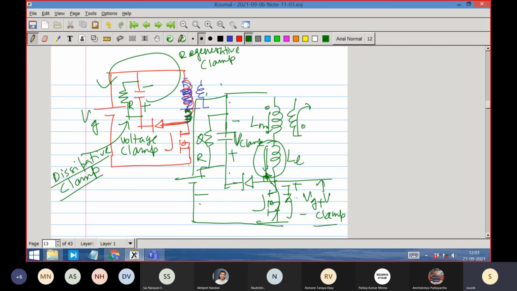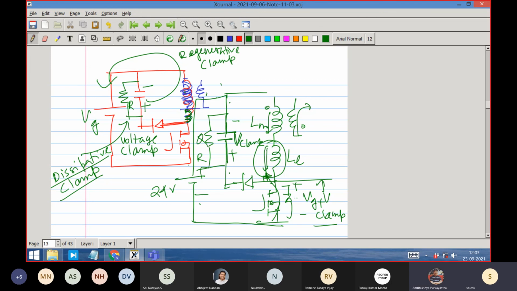This capacitor voltage we are calling V clamp. So the voltage across the device is now limited. It is not unlimited, because we can design the clamp voltage to be, let us say, for a 24 volt input, 30 volt. Then we know that the device voltage is never more than 24 plus 30, which is 54 volt. That is what we know.